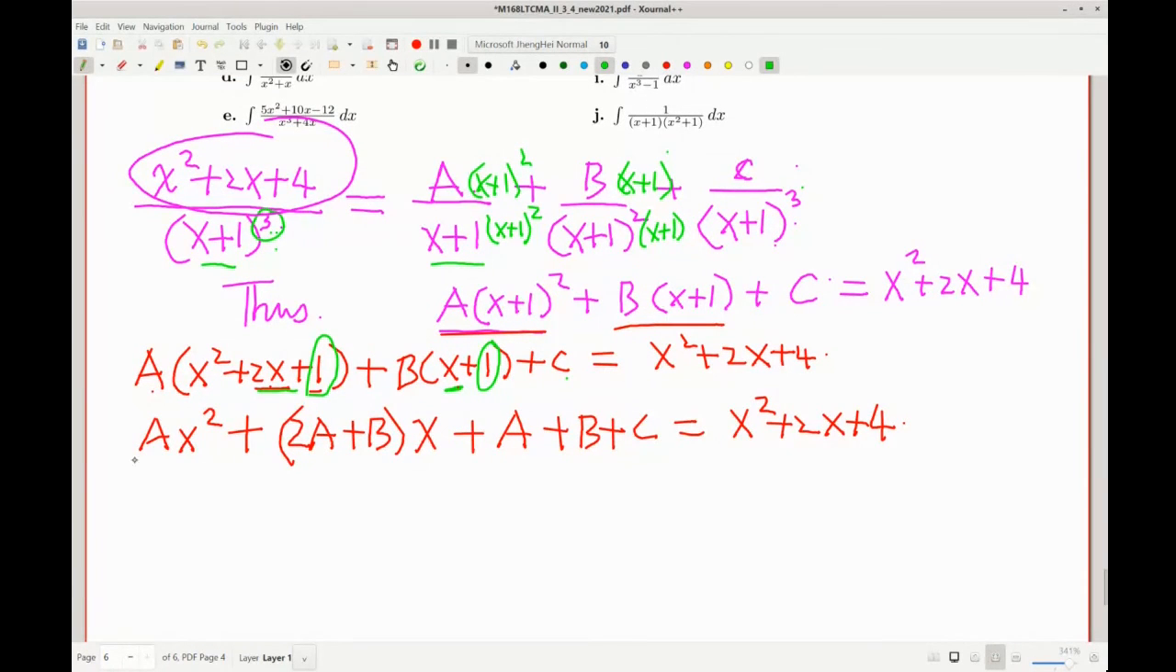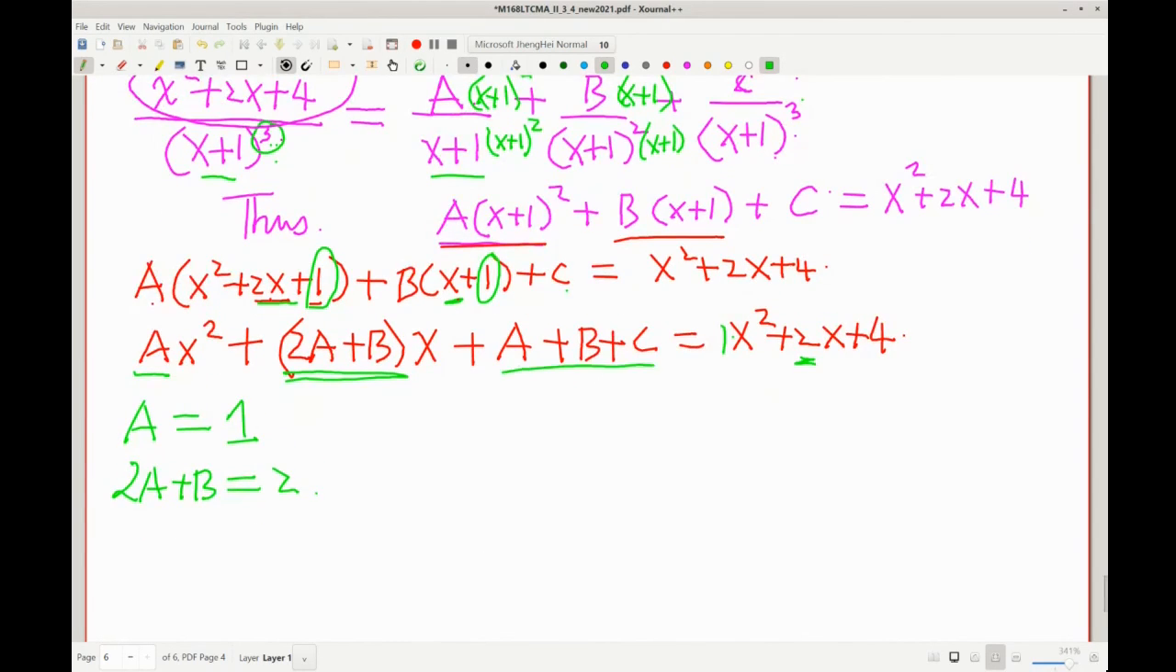Now I can compare. We have two polynomials. I can compare a to 1 on that side. So straight away I can say a is equal to 1. I can compare 2a plus b. That must be 2. So 2a plus b must equal 2. And a plus b plus c must be equal to 4. So that's the idea. Does that make sense, guys? Hopefully. So again, we just have two polynomials on either side.